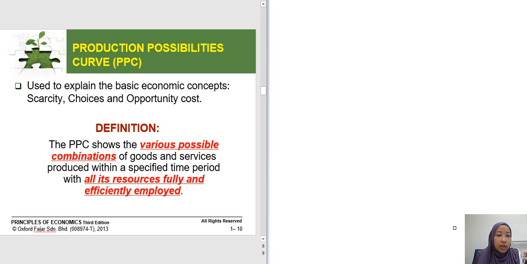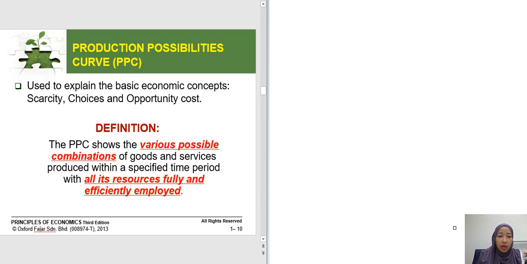Okay, so now let's continue with the next part of this topic, which is on production possibilities curve. Another term for production possibilities curve is production possibilities frontier, which is basically the same thing. So what is PPC? It is actually used to explain the three terms that we have learned just now, which are scarcity, choices, and opportunity cost, using a graph. So we are going to illustrate the three terms using a graph.